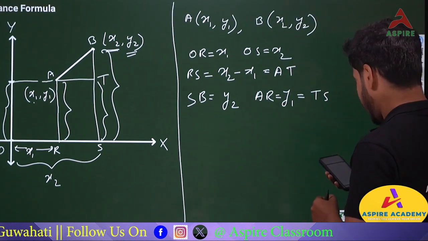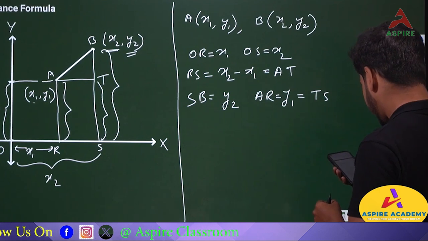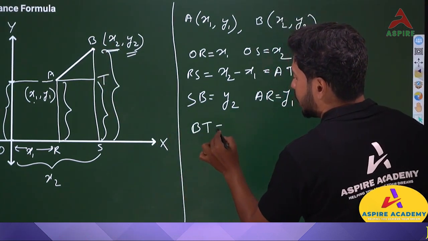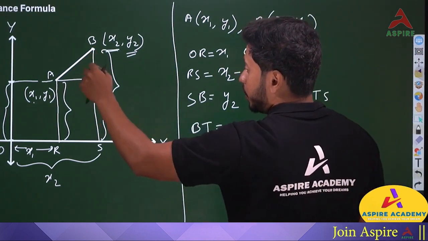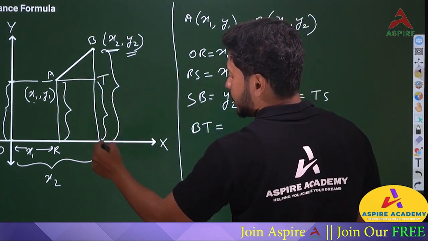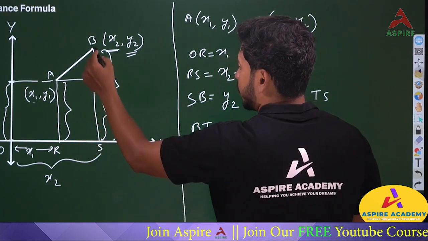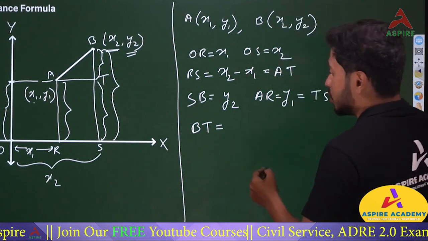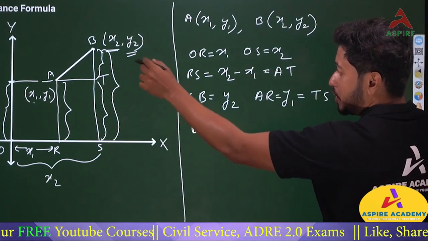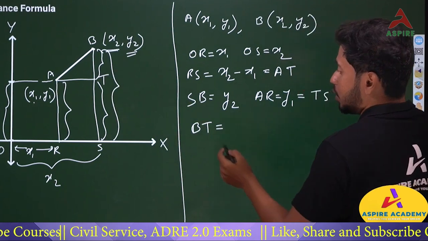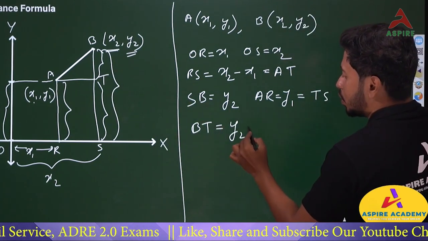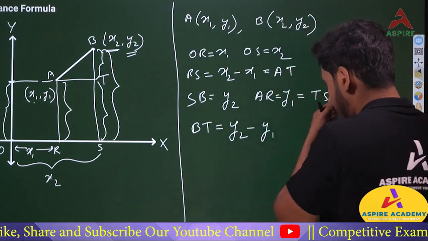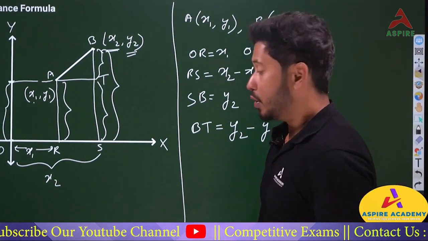So from here we can also say, if we say this BT, what is BT here? BT will be, if we subtract TS from BS, then we will get this BT, right? So BT equals what? BS minus TS. What is BS? BS is y2, and what is TS? TS is y1. So we got BT equal to y2 minus y1.